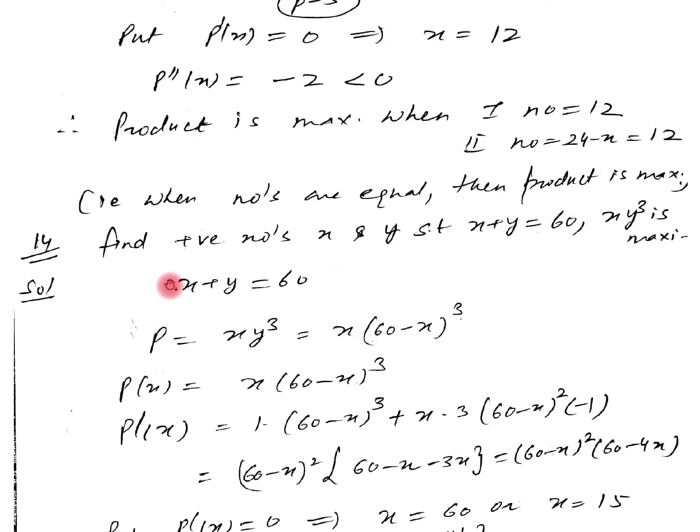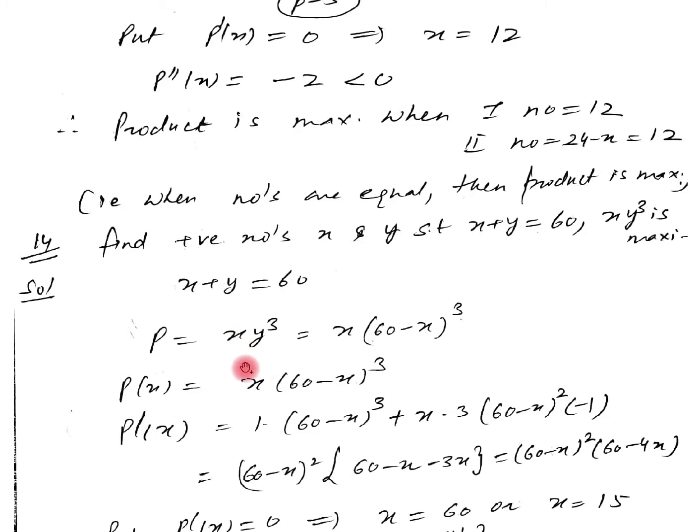Now again the question: find positive numbers x and y such that x plus y equal to 60. It means the sum is given as 60, and we have to prove that x into y cube is maximum. The question is similar, x plus y equal to 60. Now this quantity you have to prove is maximum. It means this is our function, p equal to x into y cube. Now before differentiation we have to make our function have only one variable.